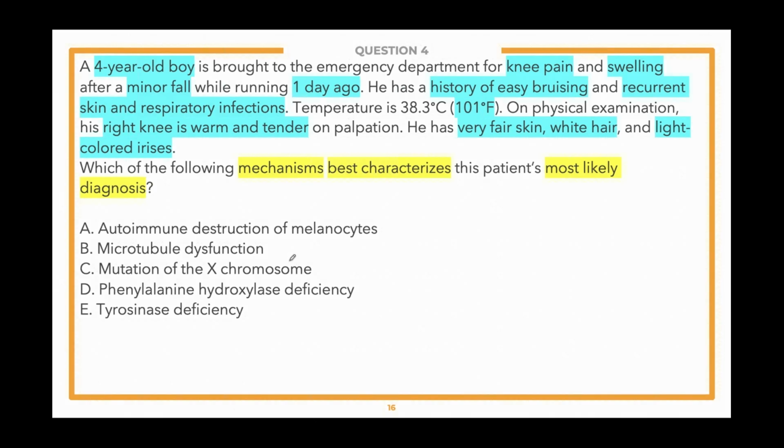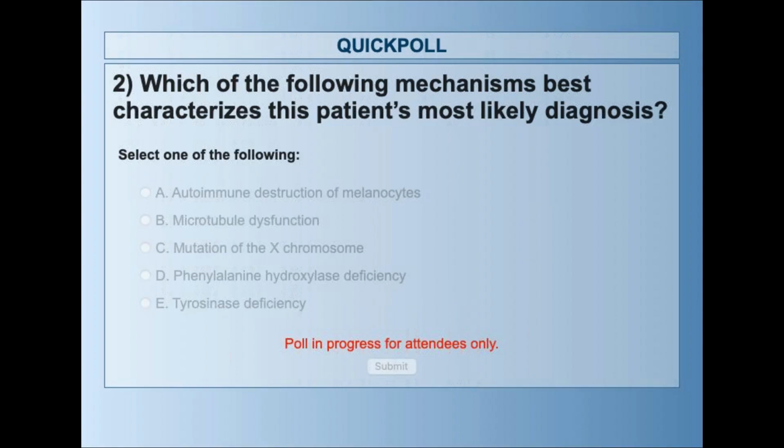Answer choice E, tyrosinase deficiency. D, phenylalanine hydroxylase deficiency. C, mutation of the X chromosome. B, microtubule dysfunction. And A, autoimmune destruction of melanocytes. So we're going to go ahead and open up that poll. Go ahead and select what you think is the best answer here, and we'll talk about it in just a few seconds.